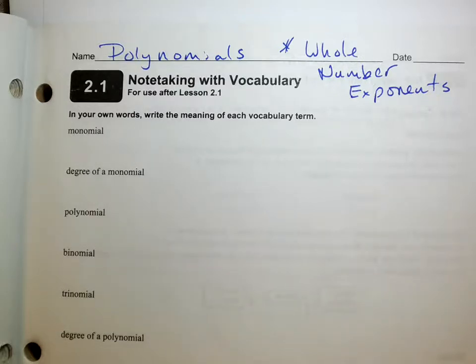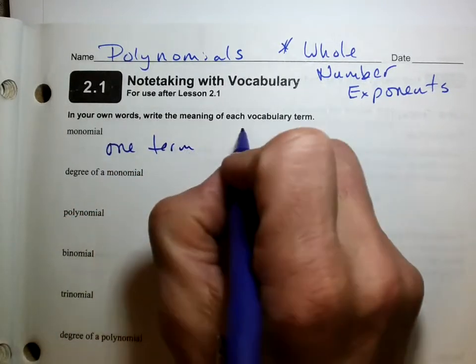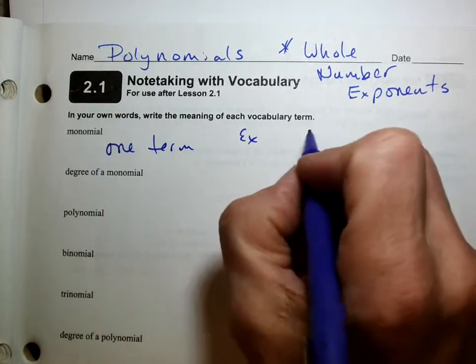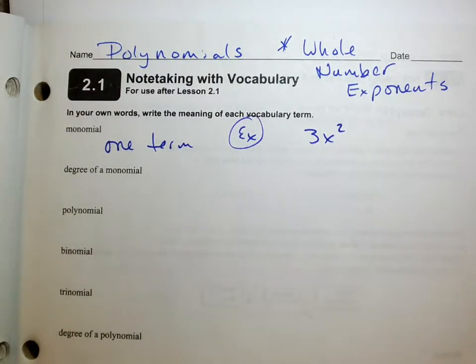Now, monomial. What do you think a monomial would be? One. Perfect. It's one term. Let me give you an example. How about 3x squared? That's a monomial, one term. What separates terms are plus and minuses, right? Nice job.